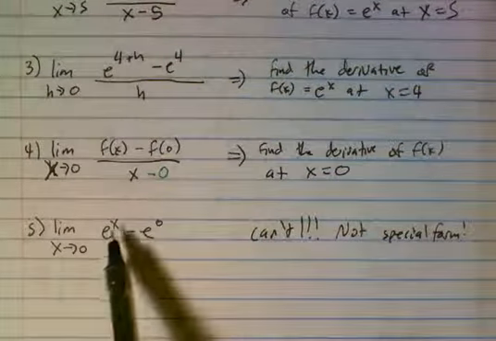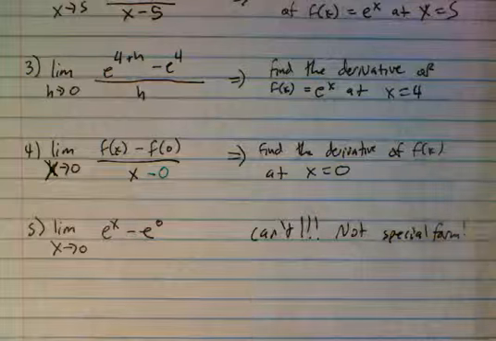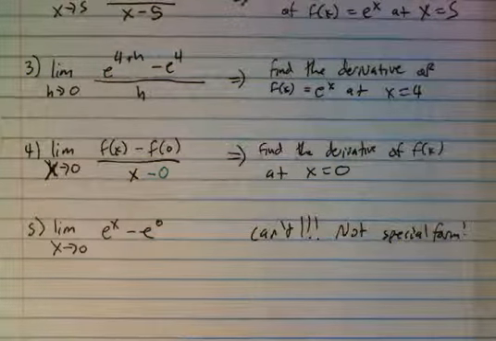This one, to find the limit, we would just plug 0 in for x, e to the 0 minus e to the 0, plain old 0. Wouldn't have to do anything special.